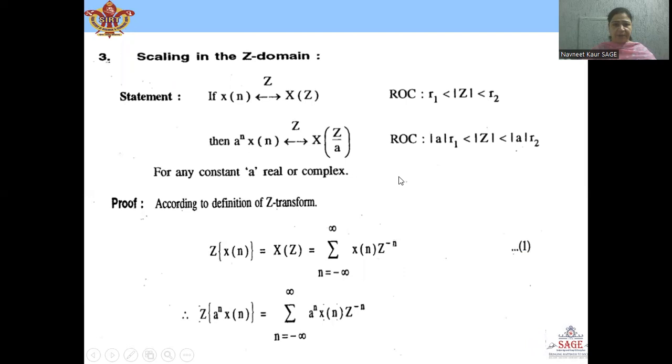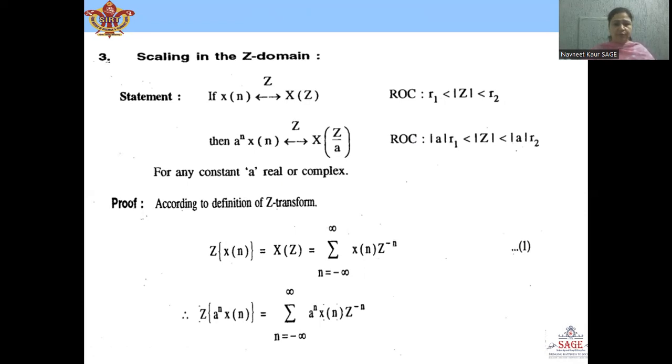Now coming to the third property, which is scaling in the z domain. If I have any signal x(n) and its z transform is X(z), and the ROC is between R1 and R2, now if I multiply this x(n) with a raised to power n, then the z transform will be X(z) divided by a. That means z will be divided by a. And there will be a change in the ROC also. Now, instead of z between R1 and R2, the z will be between a R1 and a R2, where a is a constant which can be real or complex.